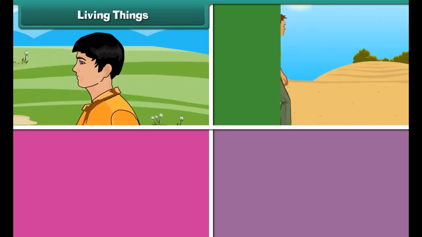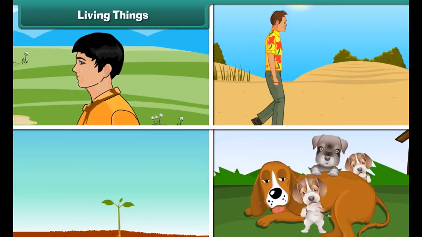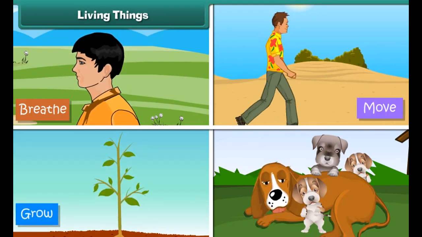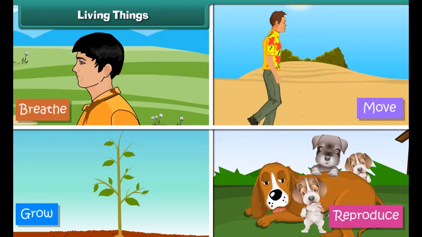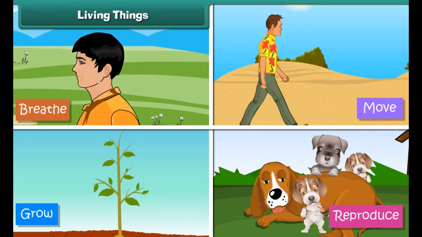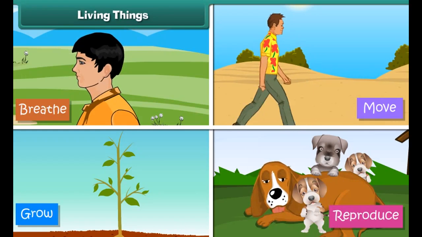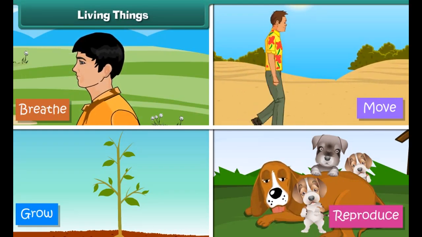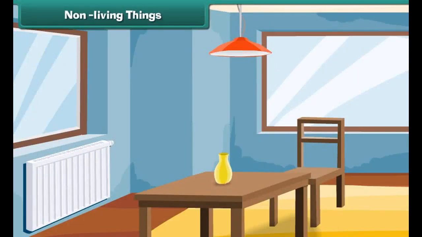Living things. Living things breathe, move, grow, and reproduce. Living things have sensation. They eat food and remove waste. Non-living things. Non-living things do not breathe, grow, and reproduce. They do not have sensation.